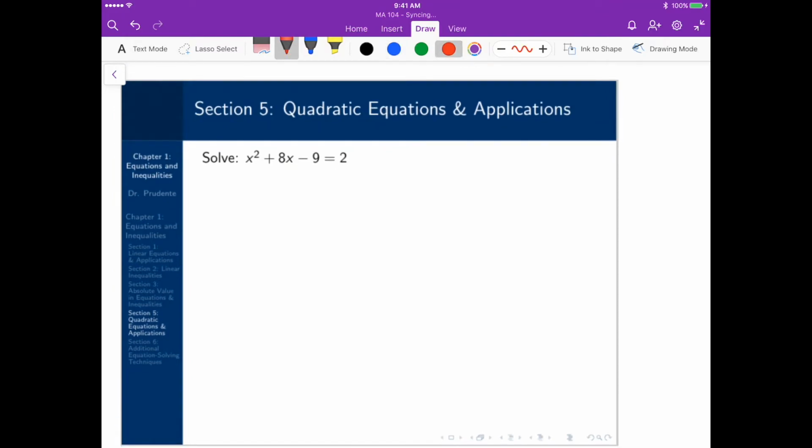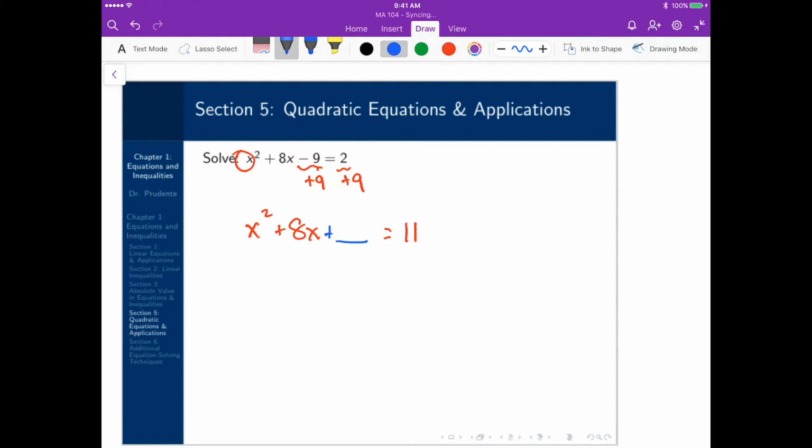So let's do this example by following our steps. We want to make sure that our leading coefficient is 1. It is, so we're good. Right, next, we're going to move all of the constants to the left side, I'm sorry, to the right side. So we're going to add 9. So if I do that, I'll get x squared plus 8x, and what we're going to do is leave a little space, plus something, equals 2 plus 9, which is 11.